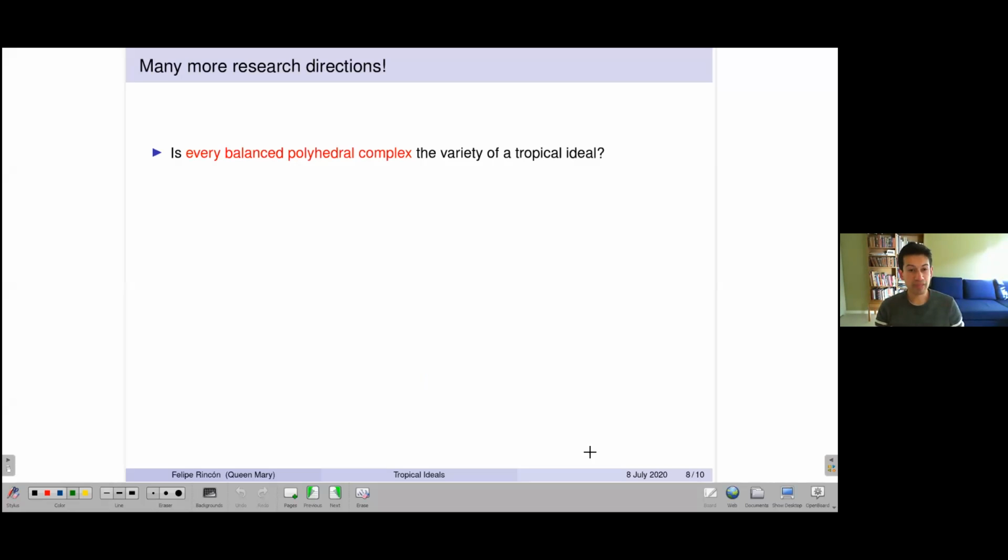So for instance, we know now that the varieties of tropical ideals are always balanced polyhedral complexes. How about the other way around? Is it true that every balanced polyhedral complex is the variety of a tropical ideal? This is related to the issue I was mentioning last time, that we would like a theory that includes non-realizable varieties, that includes polyhedral complexes that maybe look like a tropical variety in the sense that they're balanced, for instance, but maybe they're not the tropicalization of anything classical. Can we still find some non-realizable tropical ideal that has that variety? Can we give a scheme structure to these non-realizable varieties?